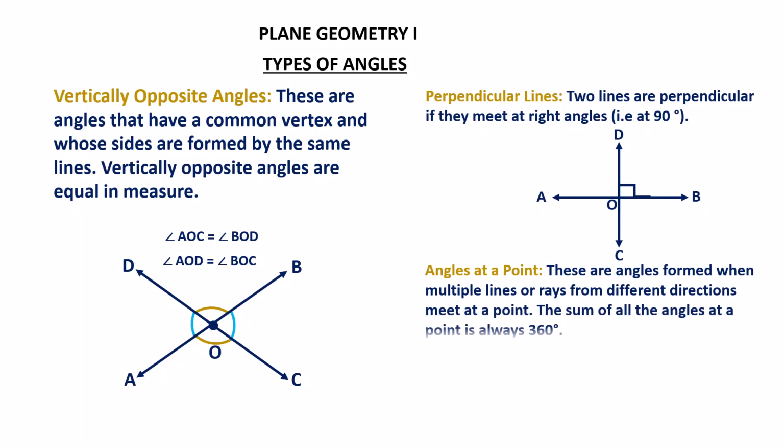These angles are normally formed when different or multiple lines meet at a particular point. Importantly, the sum of these angles must always be what? 360. So you can see the angles A, B, C, D, when you sum them, you should get 360.